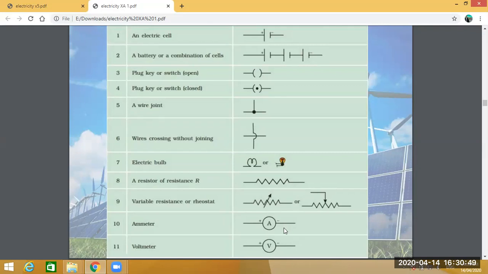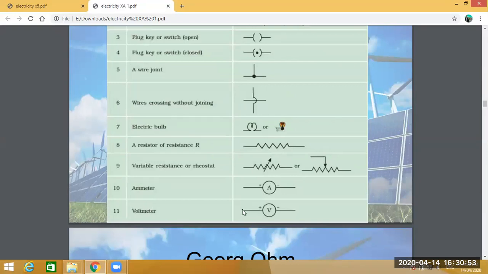Next, voltmeter. Voltmeter is also a measuring device, and it is also a two-terminal device, and hence it has a positive terminal as well as a negative terminal. So while connecting the voltmeter in the circuit, the positive terminal of the voltmeter is connected to the positive part of the circuit, and the negative terminal of the voltmeter is connected to the negative part of the circuit. But remember, a voltmeter is always connected in parallel with the part of the circuit.